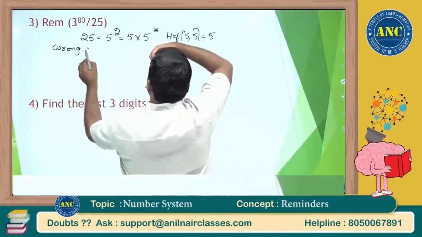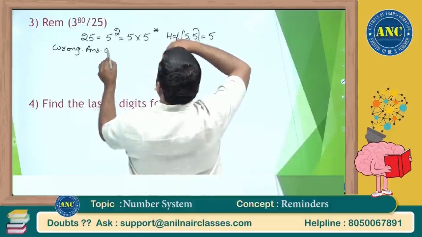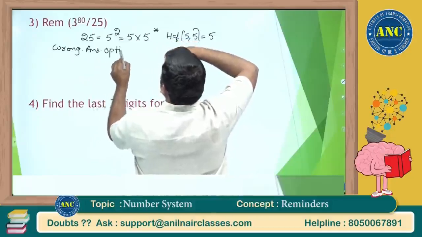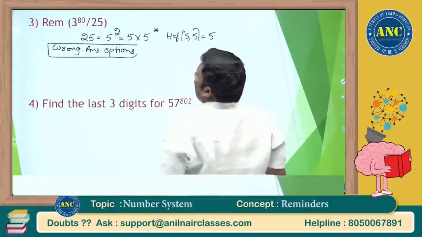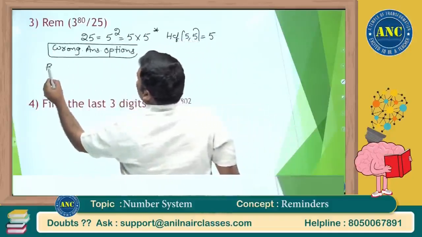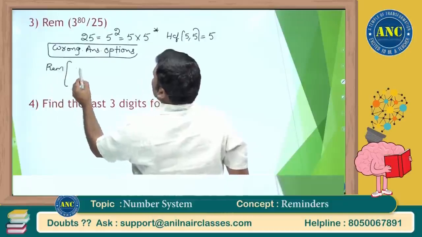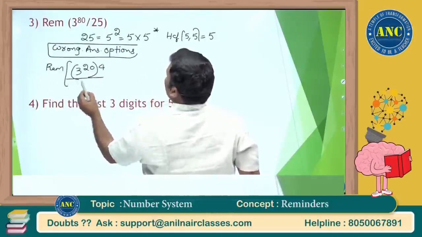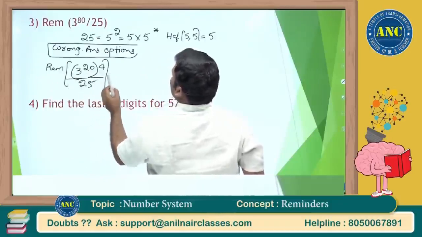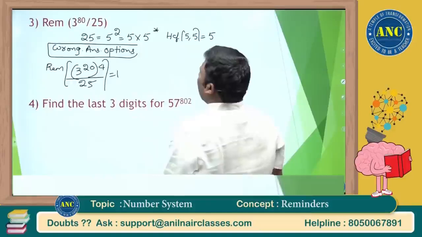If I write like this, what probably can happen is some wrong answer options can be eliminated. If you write like this, you can probably tell which answer options are wrong. For example, the answer for this question is actually 3 power 20 power 4 divided by 25. This is nothing but 1.